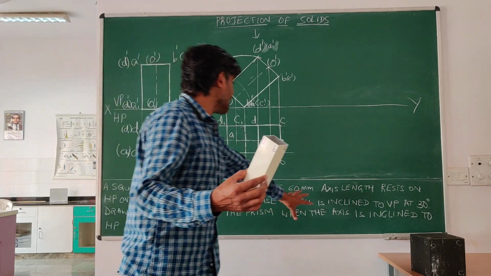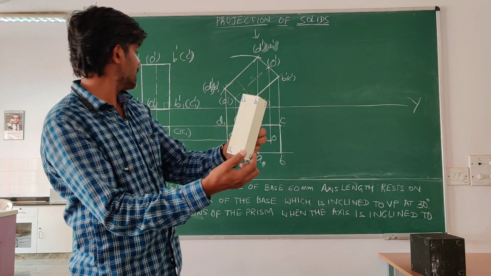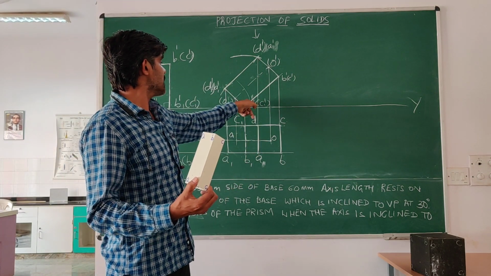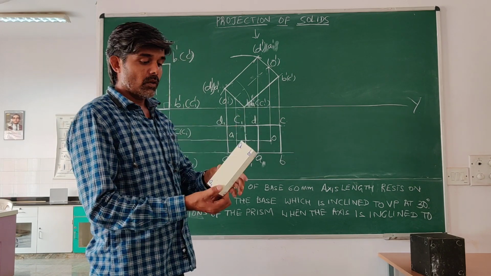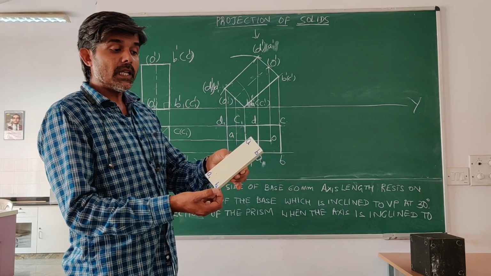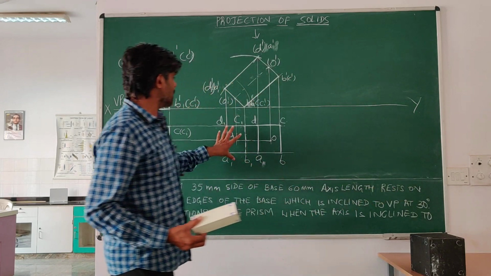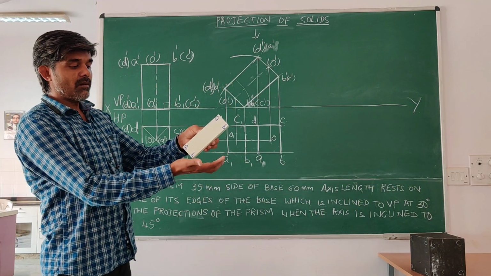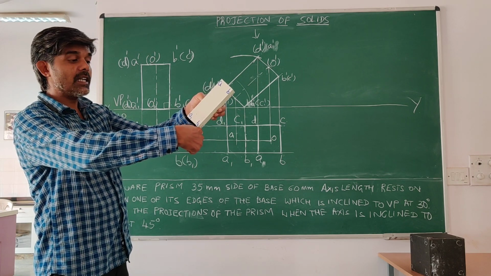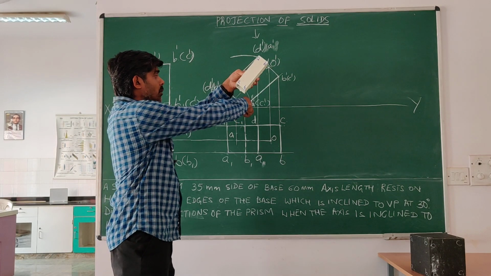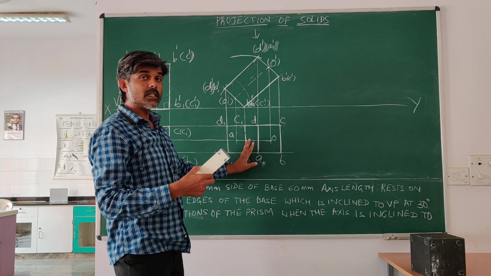What is that? The edge on which it is resting. The edge on which it is resting is B1C1. This edge B1C1 is seen as a point in the front view. So this B1C1 should be inclined to VP at 30 degree. But right now, what we observe is that the edge B1C1 on which it is resting is perpendicular to VP. That's why we are seeing it as a point in the front view. Also, we can see in the top view that it is perpendicular to VP.